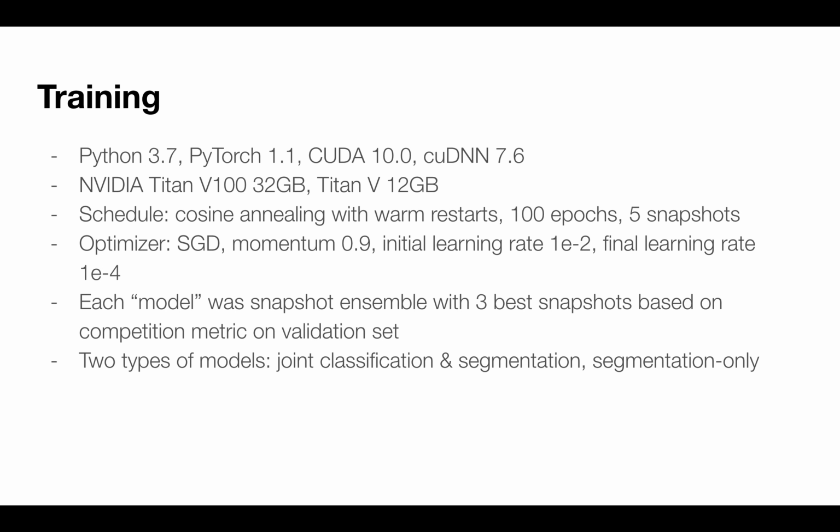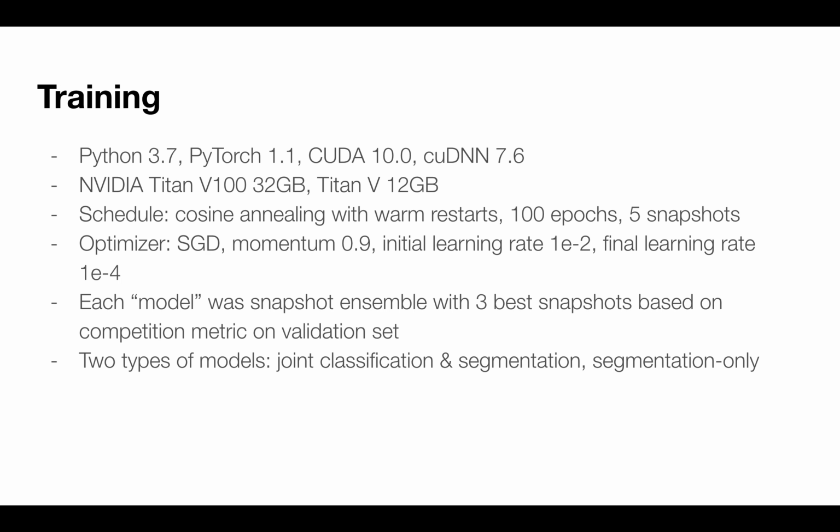We trained our models in Python 3 using PyTorch. We had an NVIDIA Titan V100 32 gigabytes and a Titan V 12 gigabytes. For our learning rate schedule, we used cosine annealing with warm restarts, which means that at the end of every cycle, we will restart the learning rate to the initial learning rate. We trained for 100 epochs and 5 snapshots or cycles.